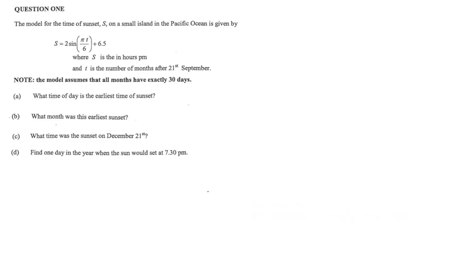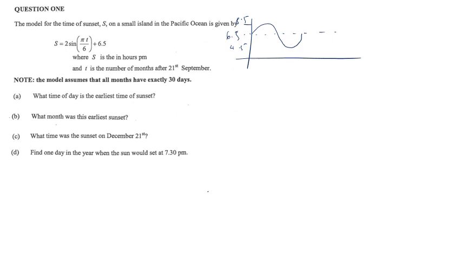Alright, so question 1, talking about modelling a sunset of a small island in the Pacific Ocean. So there is our model. If I just do a quick sketch of that, we're talking about 6.5 as my baseline up here, and it goes sine. It's not been translated, so it's going to go up like that. Because of the amplitude, it's going to go up to 8.5 and down to 4.5. It's just my amplitude and my baseline.